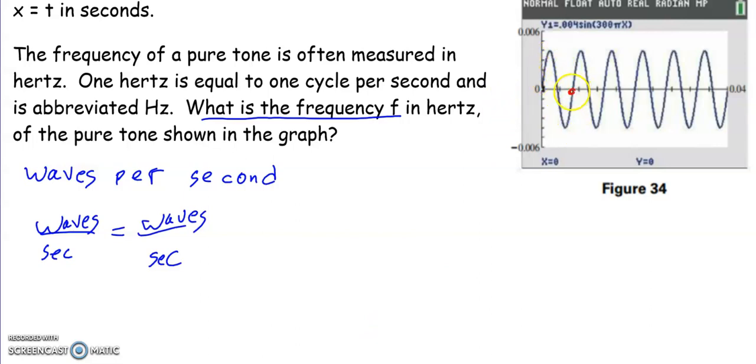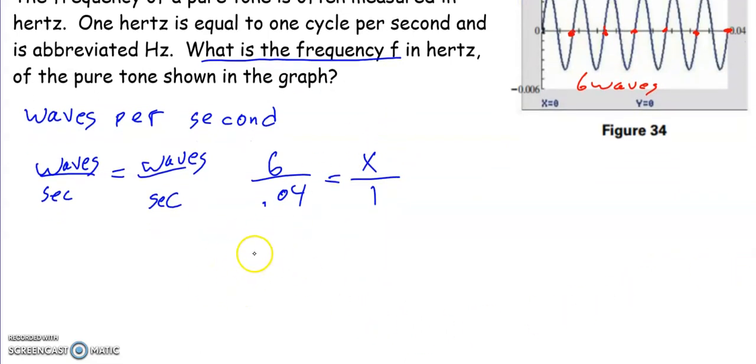There's 1, 2, 3, 4, 5, 6 waves. This graph makes 6 waves. And those 6 waves were made in 0.04 seconds. We're asking ourselves, well, how many waves are we going to make in 1 second?